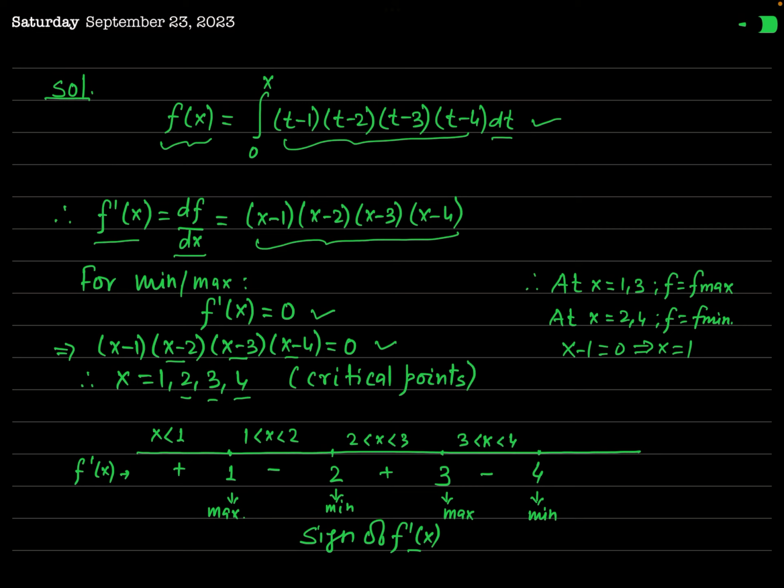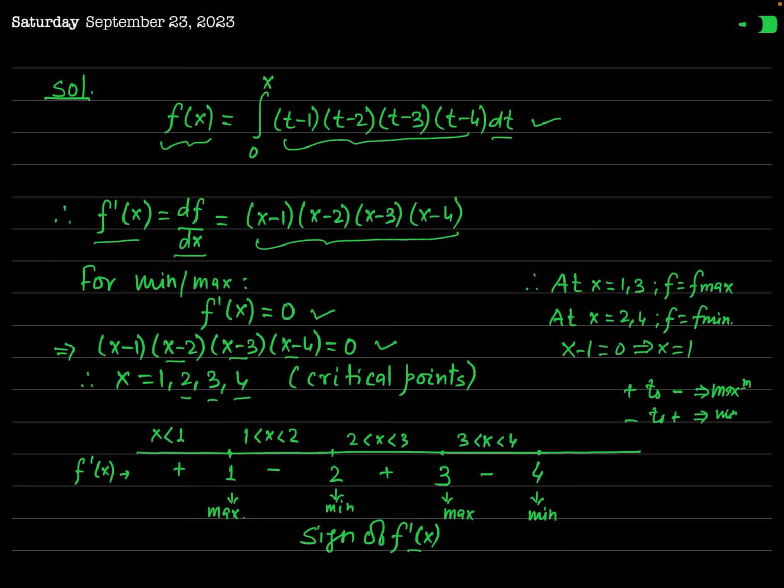Here I am following the sign scheme of f dash of x. Actually we have learnt earlier in the first order derivative test that if at a critical point f dash of x passes through the critical point and its sign changes from positive to negative, then that point corresponds to the maxima. And if f dash of x changes its sign from minus to plus, then that point corresponds to the point of minima. Okay, so let us now see here.